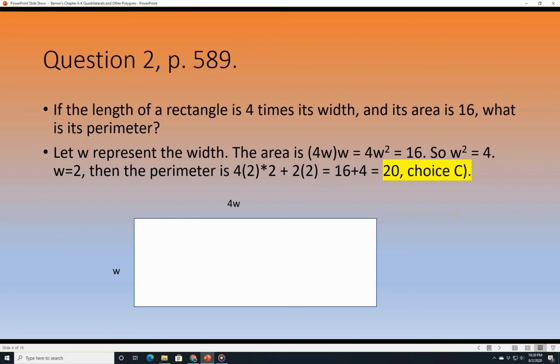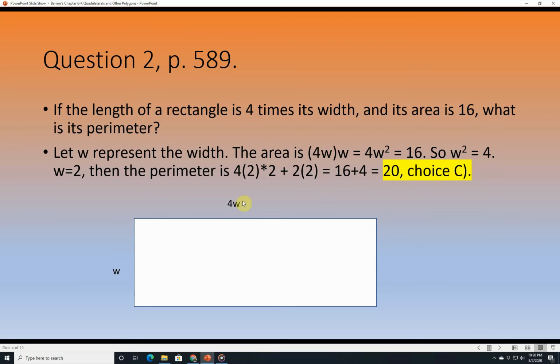Question 2, page 589. If the length of a rectangle is 4 times its width and the area is 16, what is its perimeter? Well, let's have W represent the width. This isn't drawn to scale, but I just eyeballed it, so it should be fairly close. Anyway, let W represent the width.